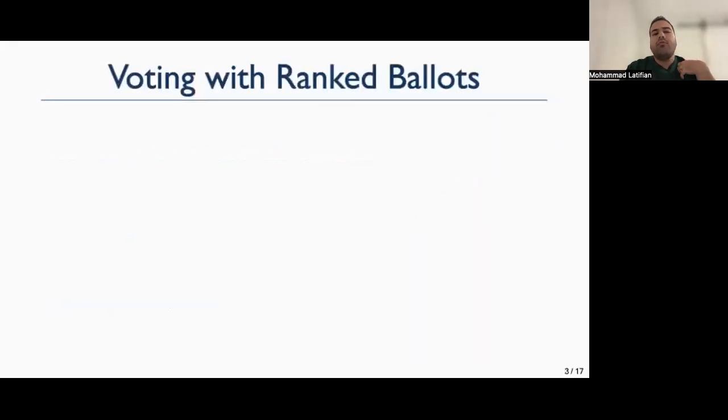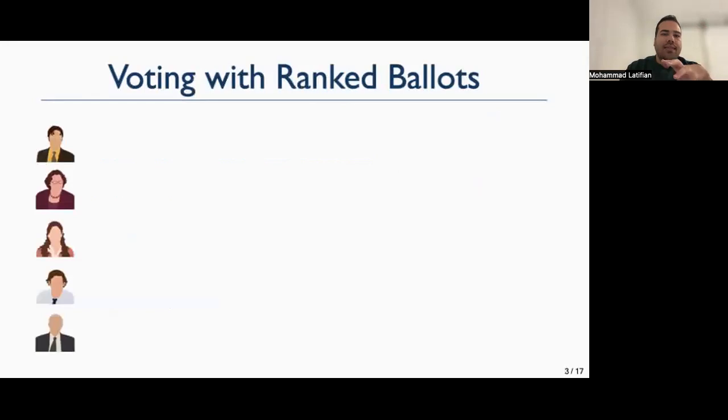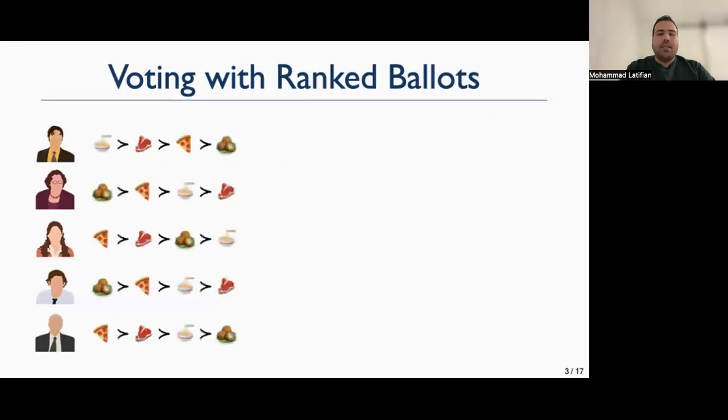Here I'm focusing on voting with ranked ballots. Let me introduce the problem through an example. Assume that a group of coworkers who have to work late decide to order some food. In order to choose a restaurant and the type of food that they are going to order, they run a voting with ranked ballots. The options are pizza, steak, Chinese, or falafel. So they ask each office member to submit his full ranking over these four options. Here, for instance, the first voter likes Chinese the most, then steak, then pizza, and likes falafel the least.